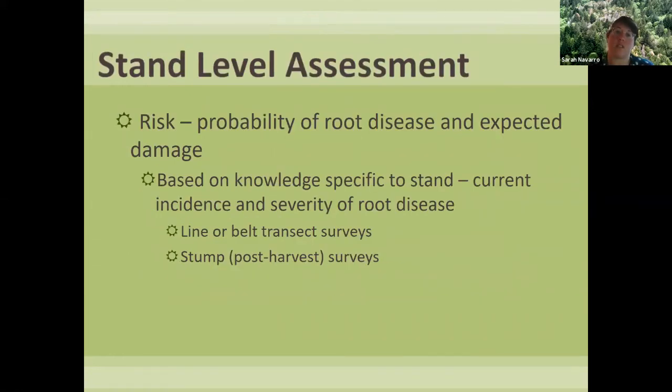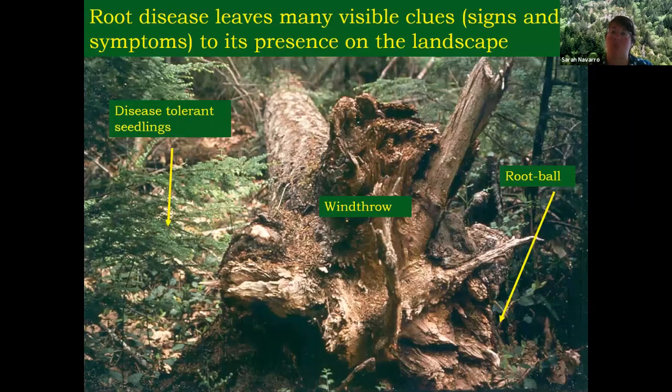So stand level assessments, looking at your risk. What is the probability of root disease being there and the expected damage? It's really based on knowledge specific to the stand, so current incidence and severity of root disease. And to get that, we highly recommend line or belt transect surveys and stump surveys. Looking at those cut stumps and looking for decay in them is really a good way to see what could be going on in your stand.